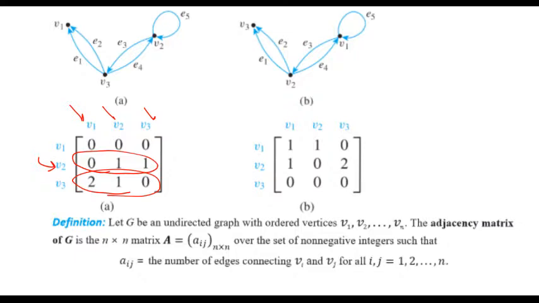Then we can have the similar definition that we had for the adjacency matrix of a directed graph, this time for an undirected graph. Let G be an undirected graph with ordered vertices v1, v2, all the way to vn. The adjacency matrix of graph G is an n by n matrix A equal to (Aij), over the set of non-negative integers, such that Aij is equal to the number of edges connecting vi and vj for all i and j from 1 to n, right? So this time Aij represents the number of edges connecting vi to vj, but in the directed graph, Aij was the number of arrows starting from vi and ending at vj.